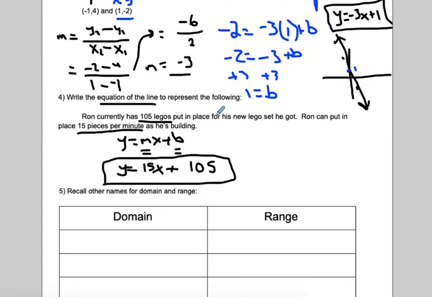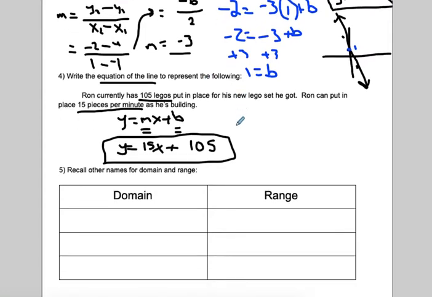Okay, so give yourself a little formative check. How many of those 4 did you get right? And if you have any questions, make sure you mark them and ask me. Otherwise, we're going to move on to the one last thing.